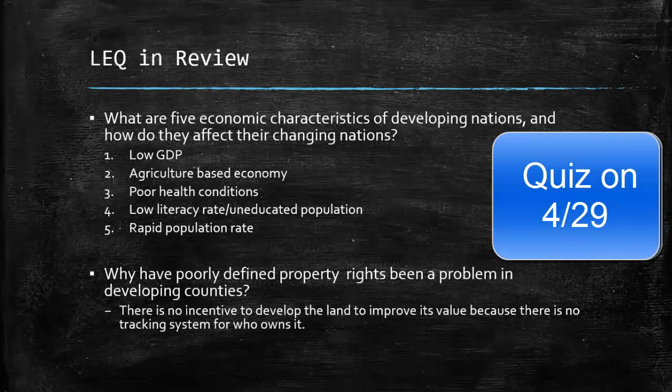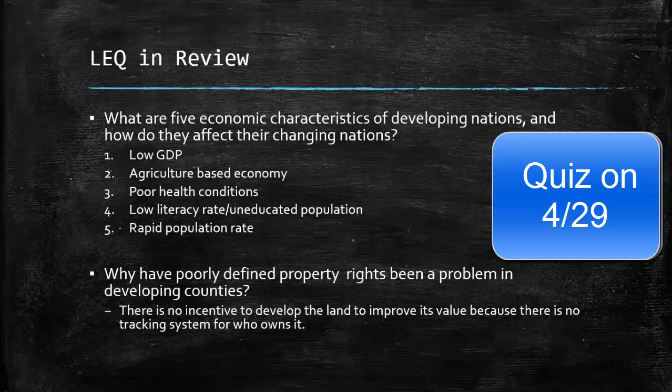Here's our LEQ in review. We looked at 5 economic characteristics of developing nations. They are low GDP, agriculture-based economy, poor health conditions, an uneducated population, and rapid population growth. And our second LEQ: why have poorly defined property rights been a problem in developing countries?